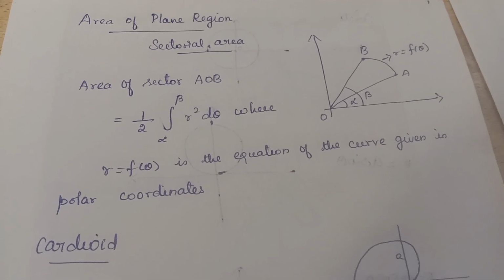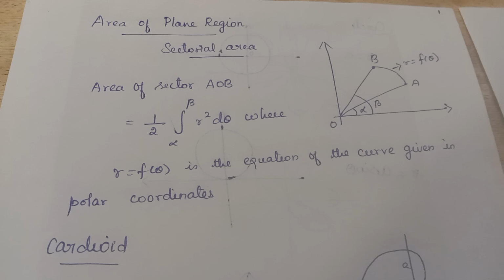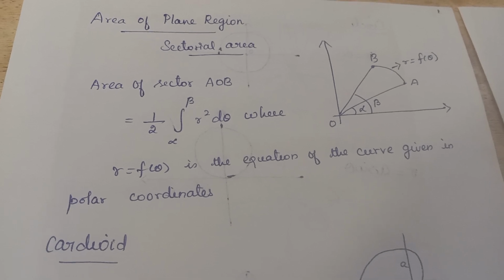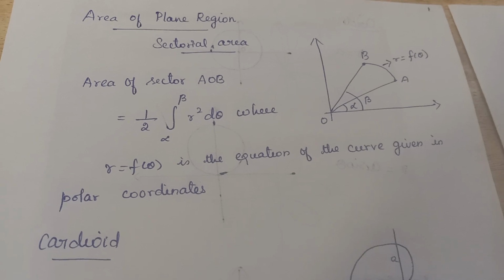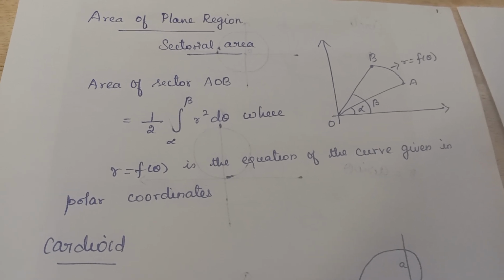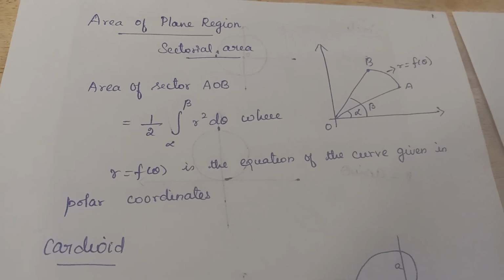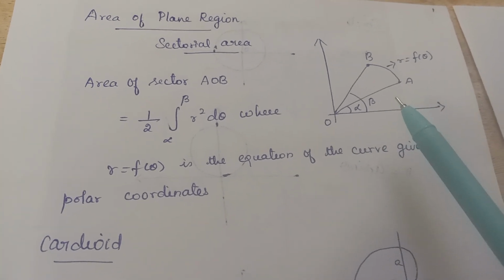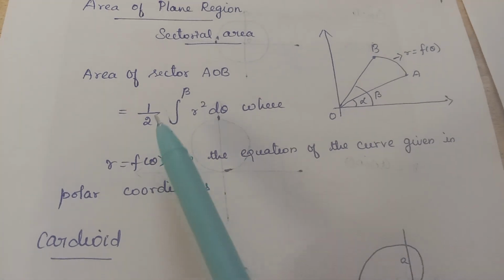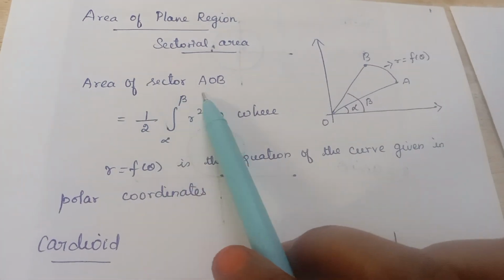In that one, particularly we are going to discuss about sectorial area. Already one video is uploaded for area of plane regions in Cartesian coordinates. Here we are going to discuss about sectorial area. So here everything will be in terms of r and theta. Now the formula is area of the sector AOB.